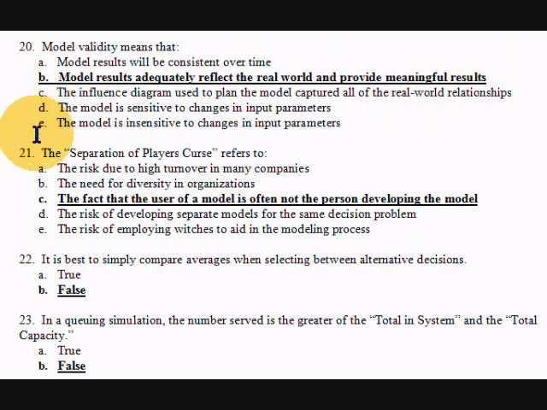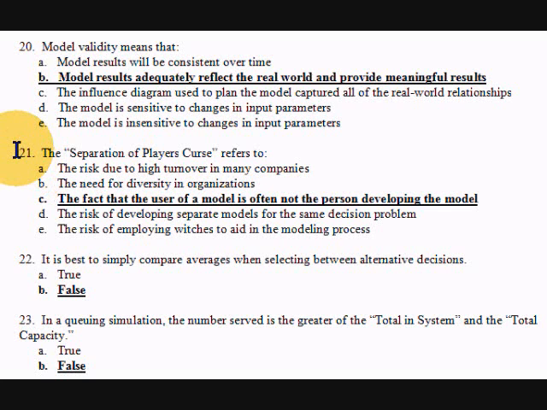All right, so we had a number of other choices. Model validity was again one of the concepts that we talked about in the class, and it was also a concept that was reviewed in the text too. So for those of you who went through the notes and came to class and read the text, you should have picked up on that one as well.